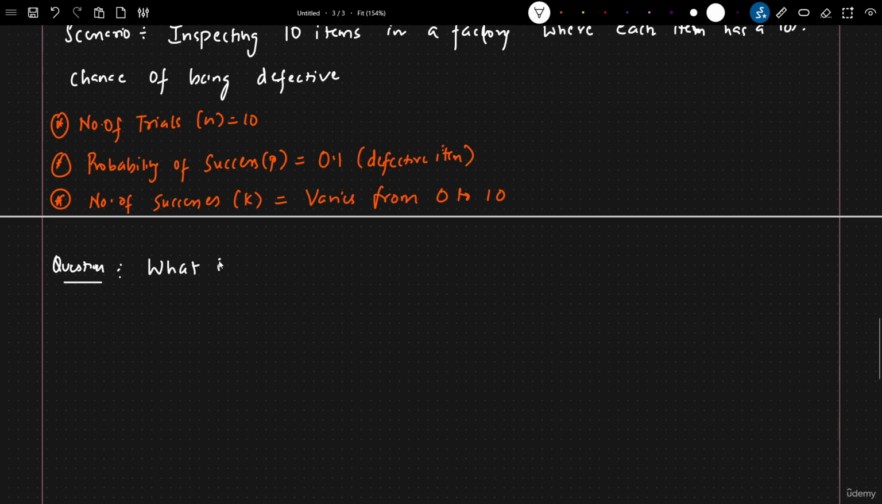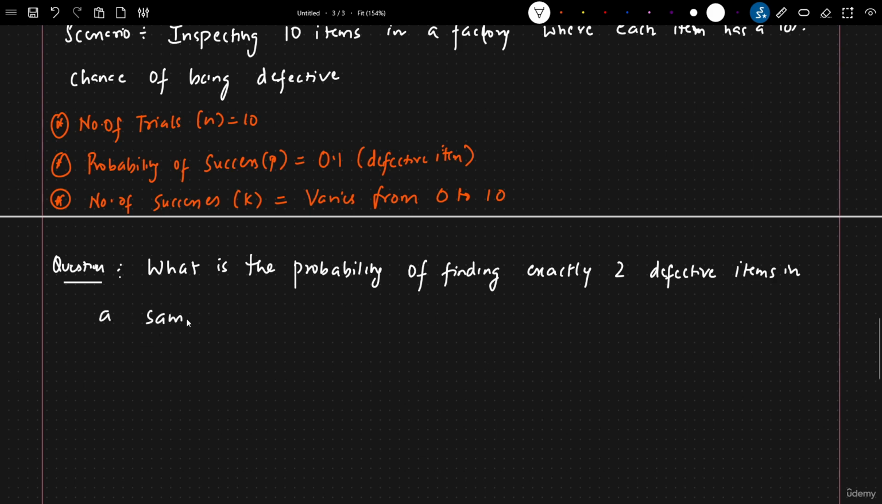what is the probability of finding exactly 2 defective items in a sample of 10? Okay. So here my question is: what is the probability of finding exactly 2 defective items? I know 10% is the defective chance. Each item has a 10% chance of being defective, but I really want to find out exactly 2 defective items in a sample of 10.